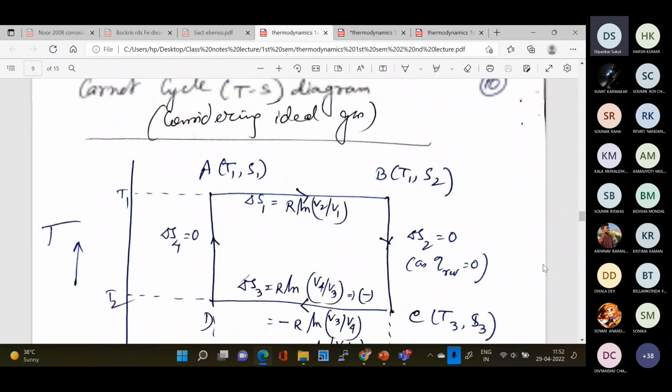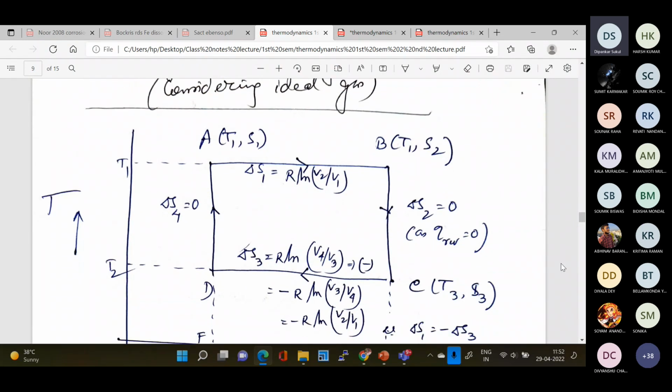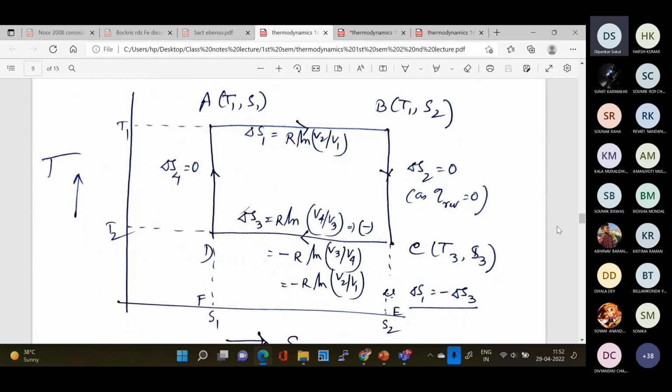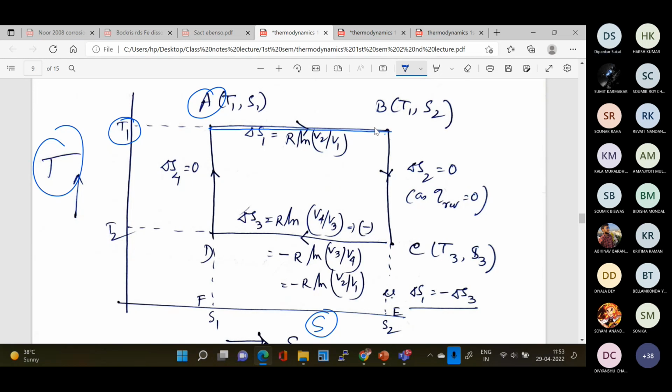The next, this is the TS diagram for the ideal Carnot cycle. The y-axis is temperature and the x-axis is entropy. This is the initial step. Now, the first step is isothermal expansion. Temperature will remain the same, so it is a horizontal line. Temperature is not changing, and in an expansion process entropy will increase because randomness is increasing. That's why we get this line.